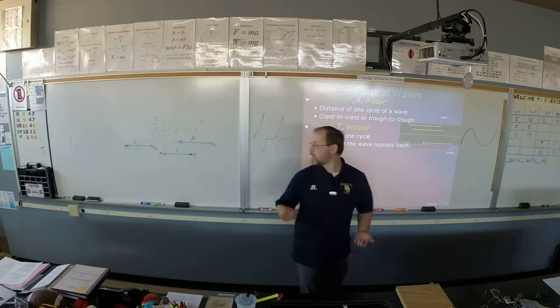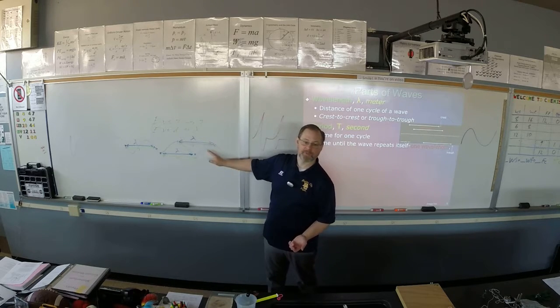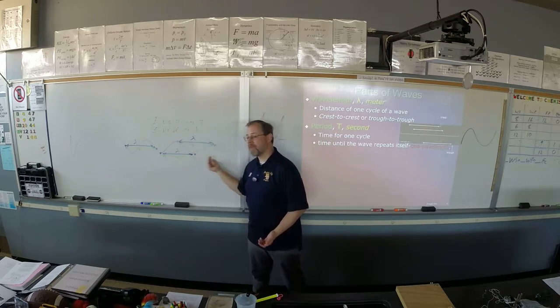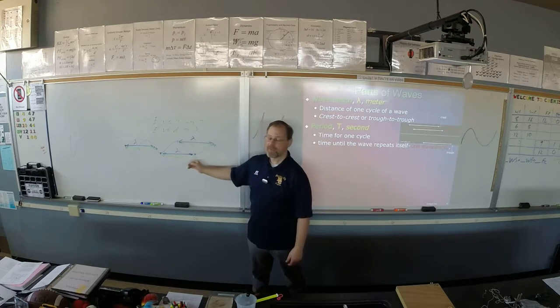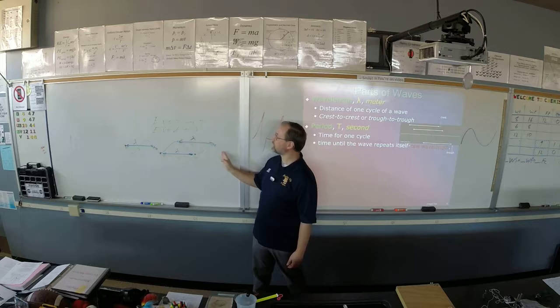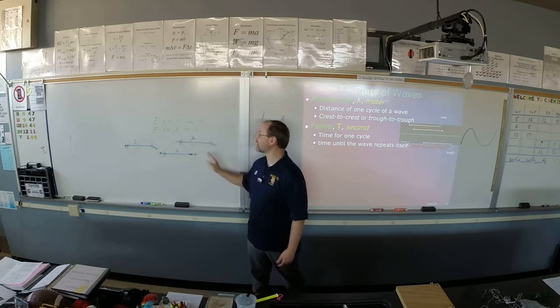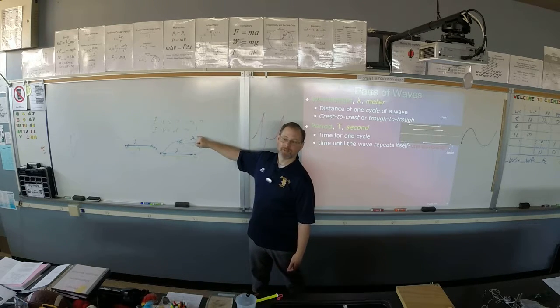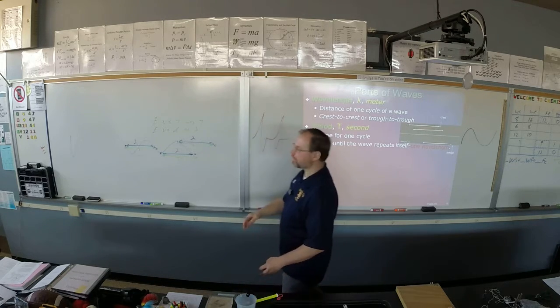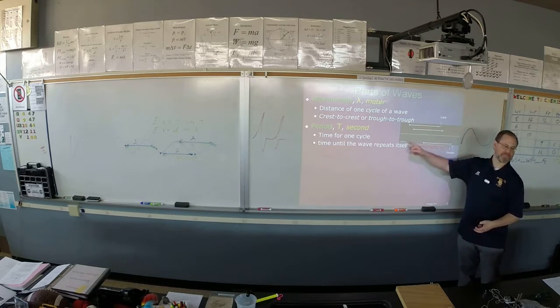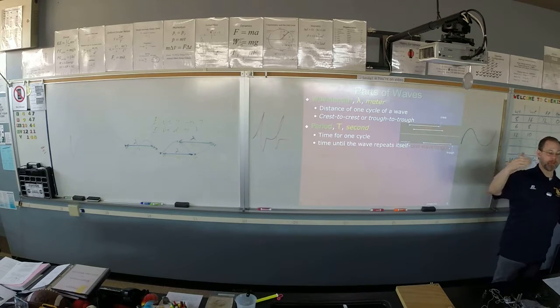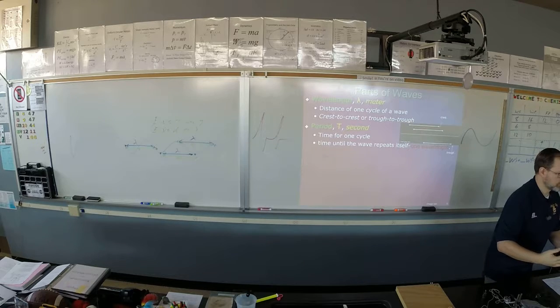If my graph is energy on the y-axis and time on the x-axis, what I'm graphing here is period. If my graph is energy on the y-axis and distance on the x-axis, what I'm graphing here is wavelength. But if you had a graph just thrown in front of you, then you need to know what the axis would be to determine if you're looking at wavelength or looking at period.